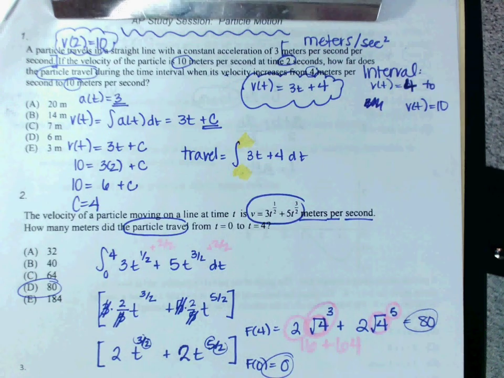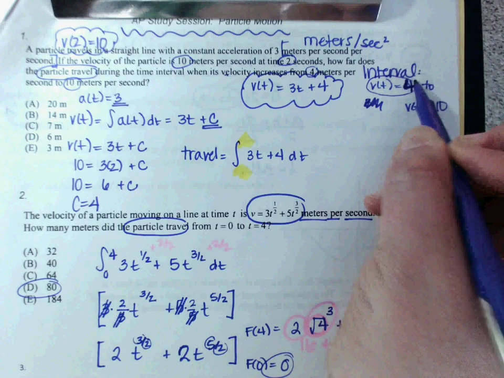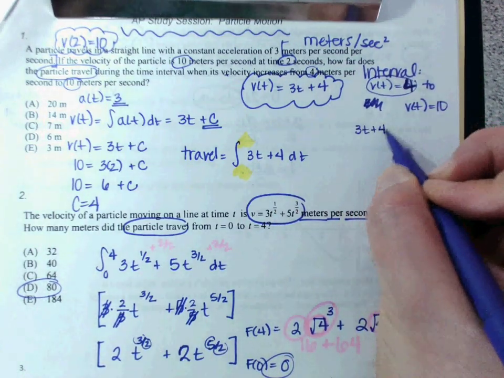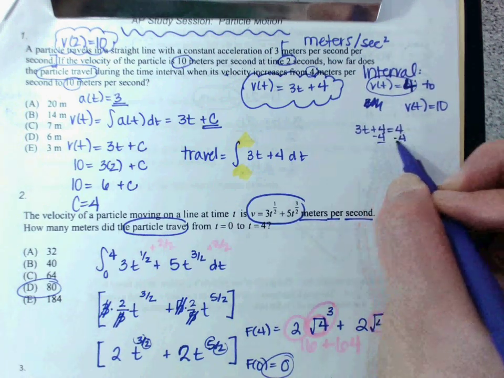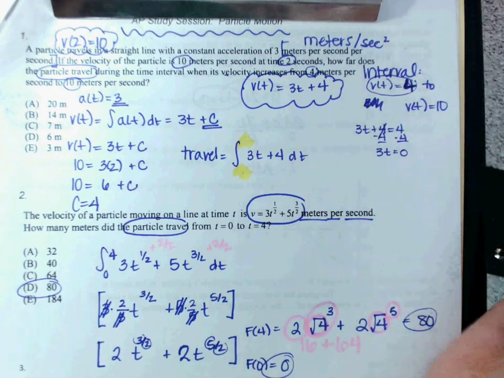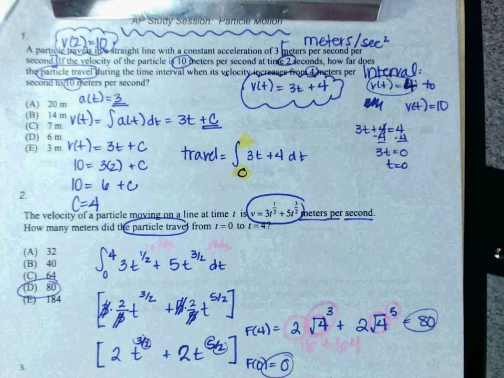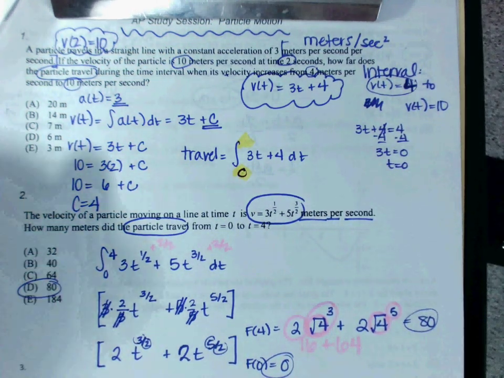Now, the math behind this is not hard. If I want to know when the velocity is 4, well then set the equation equal to 4. 3t plus 4 equals 4 when t is 0, because I'd minus my 4 across. 3t is 0, well then t equals 0. So that's my bottom value. Then the other time is when the velocity changes to 10.